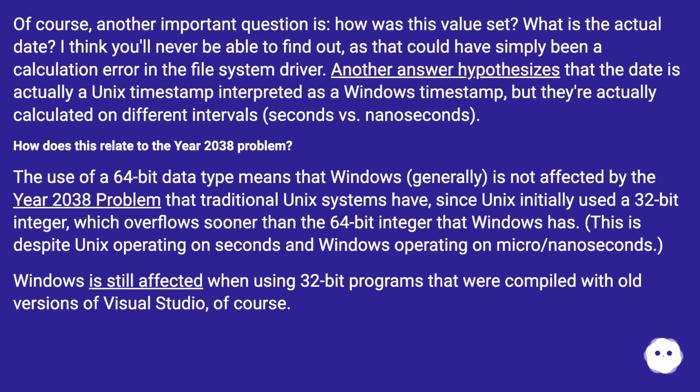How does this relate to the year 2038 problem? The use of a 64-bit data type means that Windows, generally, is not affected by the year 2038 problem that traditional Unix systems have, since Unix initially used a 32-bit integer, which overflows sooner than the 64-bit integer that Windows has. This is despite Unix operating on seconds and Windows operating on micro/nanoseconds. Windows is still affected when using 32-bit programs that were compiled with old versions of Visual Studio, of course.